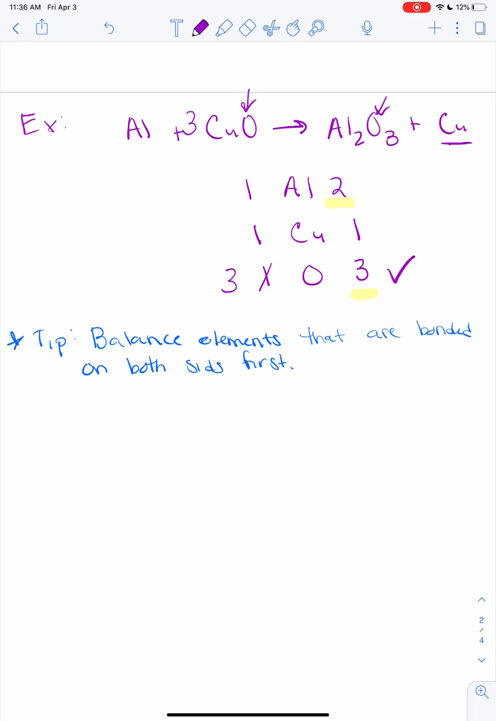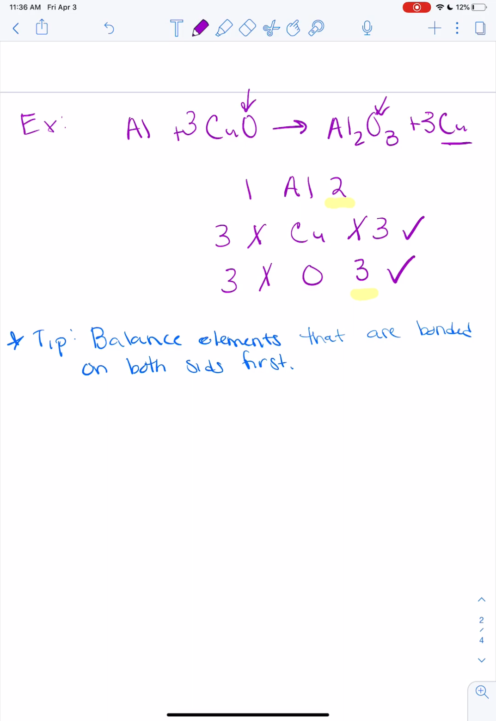So now my oxygen is balanced. But now my copper is not, because now we have 3 times 1 is 3 coppers, okay? So now I have to go back on the copper side, and I only have 1, so I have to multiply it by 3 to get 3 on both sides. Now my copper is balanced.